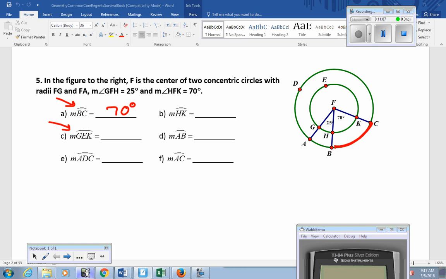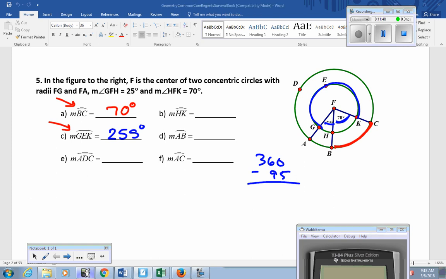And then, for example, if you take arc GEK, well, arc GEK would go from G, passes through E, stops at K. Now I have 25 and 70 as angle measurements, so I'm going to have to subtract those from the total of 360. So if I do 360 minus 95, that's going to give me the answer for C, which would be 265 degrees. 265 in this case. Okay.